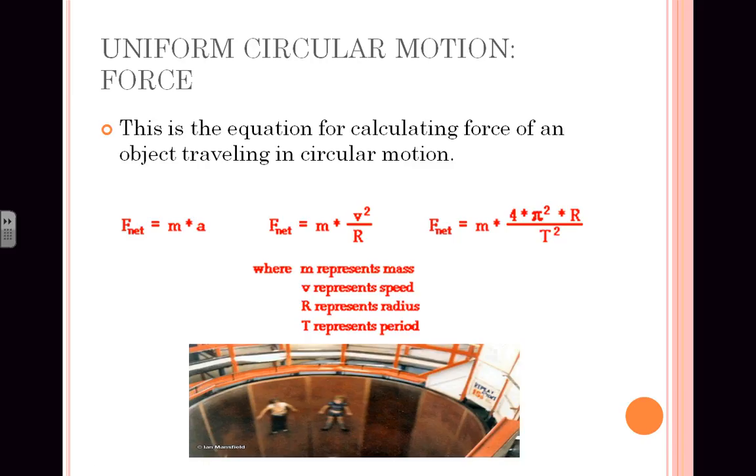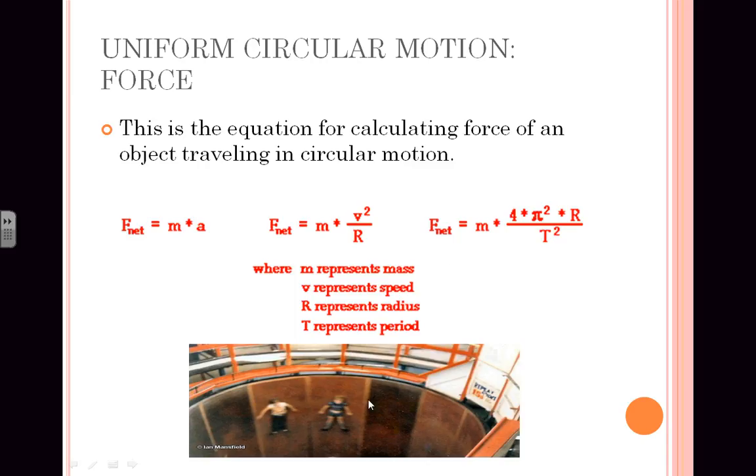Alright, so the formula for uniform circular motion force is going to be right here, F net equals ma. But if we apply what we know about circular motion, instead of an a here, we could replace it with v squared over r because that's our formula for acceleration. We can further simplify this to replace the v with the equation we had for velocity, so it would be F net equals m times 4 times pi squared times r over t squared. Again, m would represent mass, v represents speed, r represents radius, and t represents period.